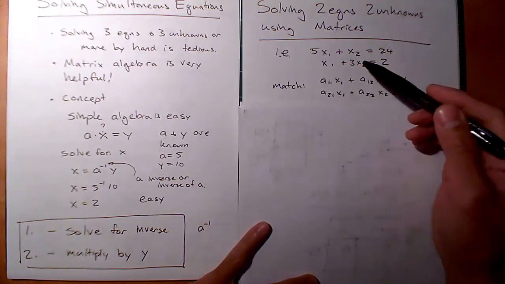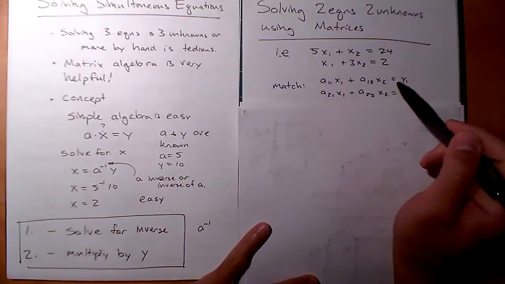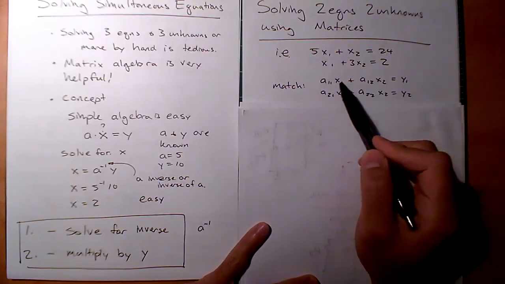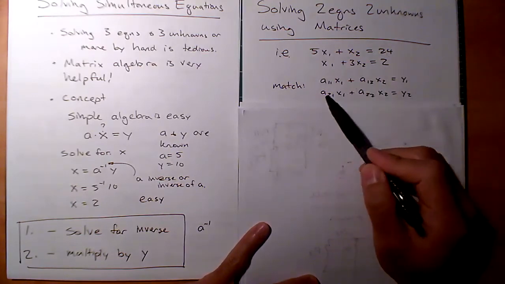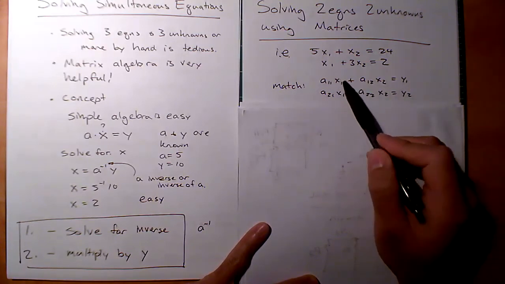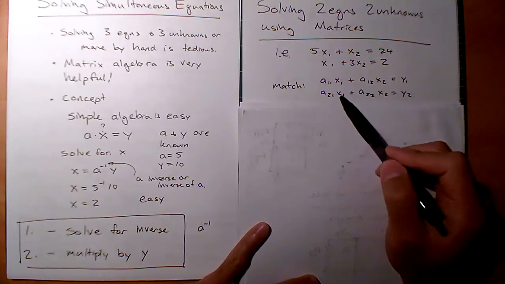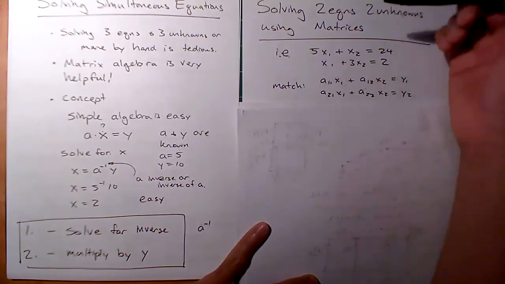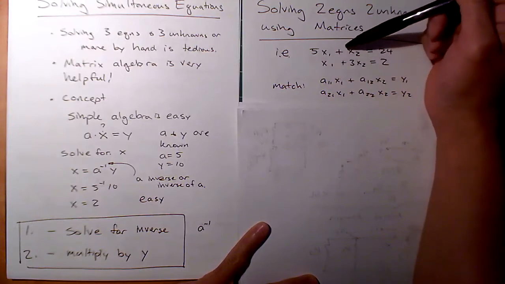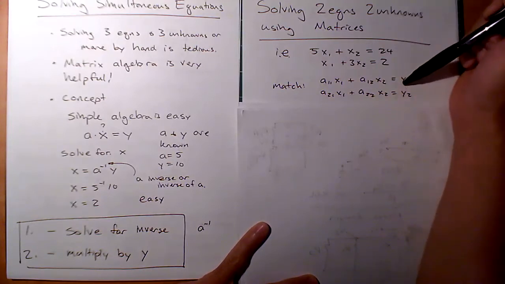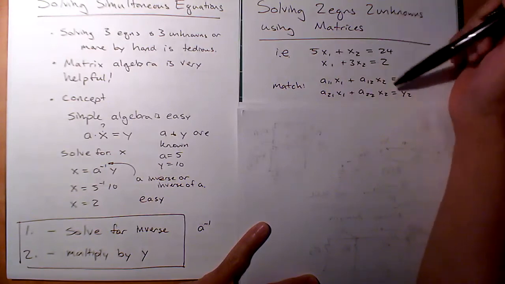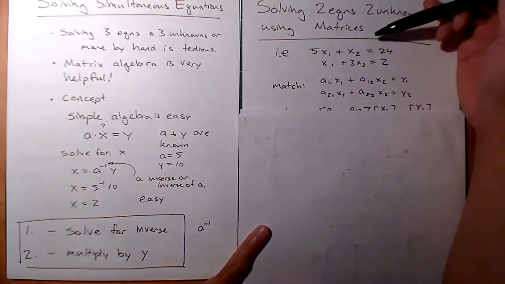Well, I can write a more general version of this. Look how I've written out the form: A11, A12, A21, A22, Y1, Y2. Now notice x1 and x1, x2 and x2 stay the same, right? So I hope you can pattern match and see A11 is the 5, A12 is 1, Y1 is 24, A21 is 1, A22 is 3, and Y2 is 2, okay?